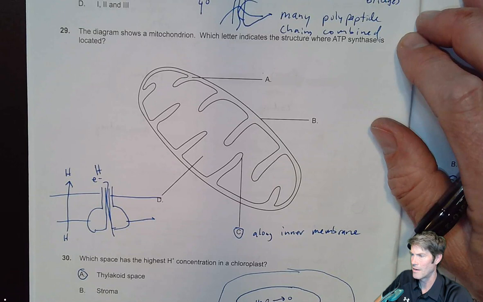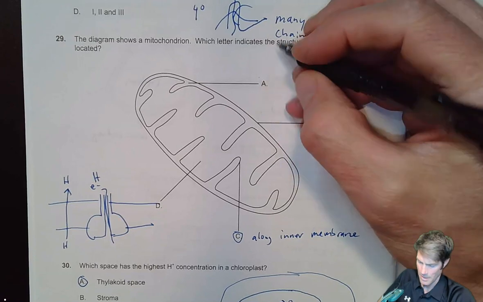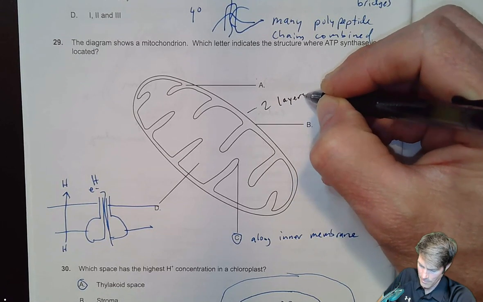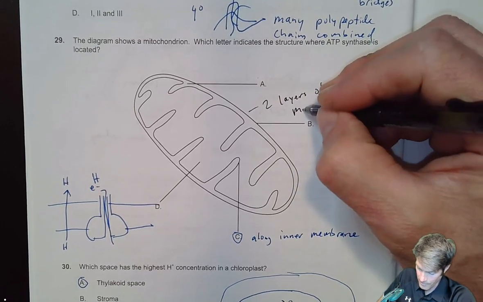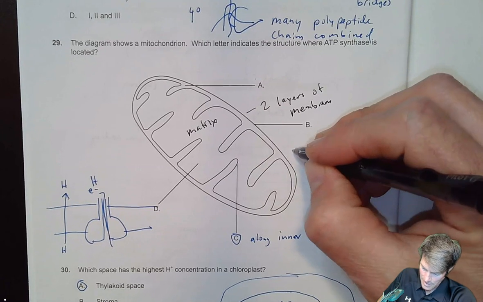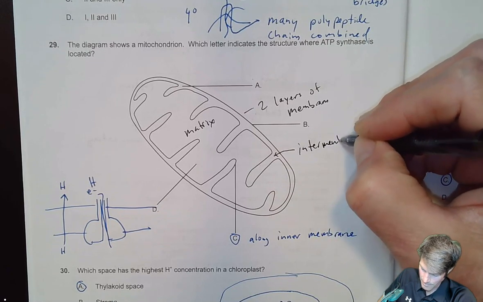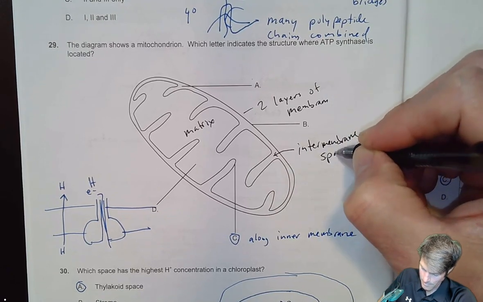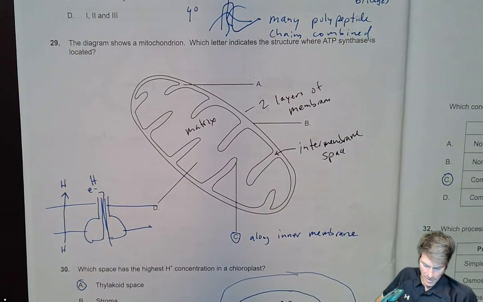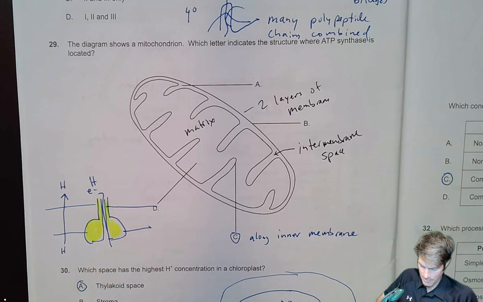Mitochondria, the powerhouse. Where would ATP synthase be? So remember, you got 2 layers, right? So 2 layers of membranes, or a double membrane. In the very inside, you have the matrix. This is the intermembrane space. And the synthase, that's what I kind of tried to draw here. I'm going to highlight it. That's it.